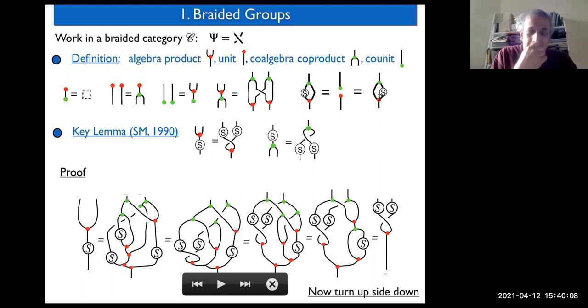Now, of course, the idea was to do Hopf algebra theory in a diagrammatic language. One of the most important things that I did early on was this lemma here. This says that if you apply the product and then apply the antipode, it's the same thing as applying the antipode separately, but then reversing using the braiding like this. The same thing is true upside down for the coalgebra. Now, here's the proof.